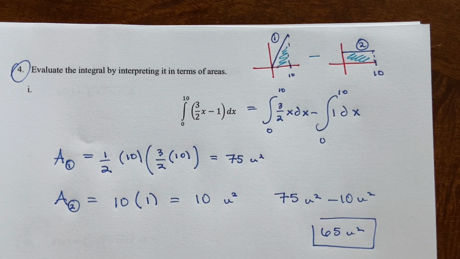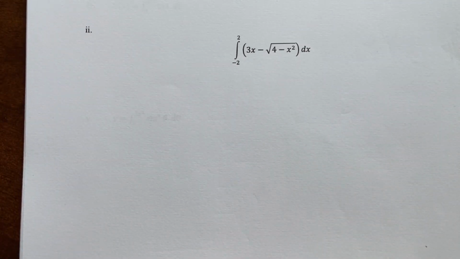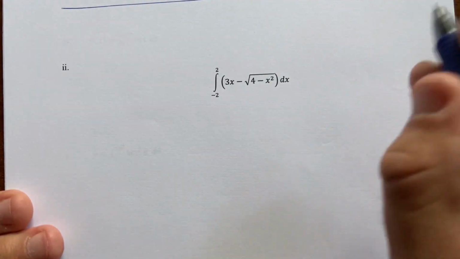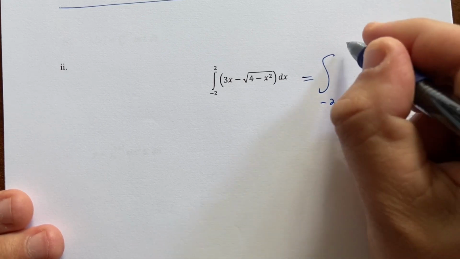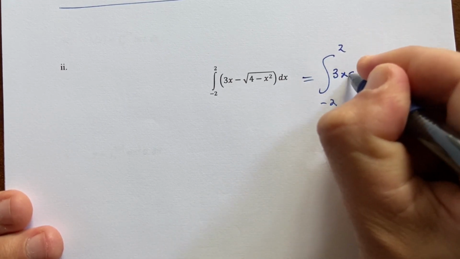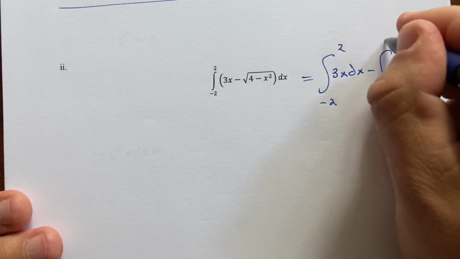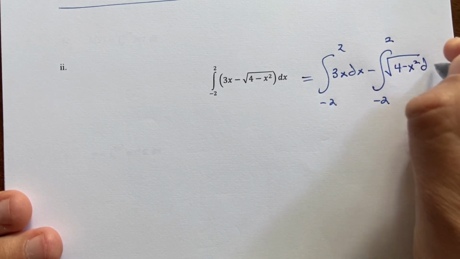Let's do part 2. So more geometry and interpreting these things in terms of areas. You could split this up again into two different integrals. So we could say from -2 to 2 of just this linear piece, and then we could subtract the integral from -2 to 2 of the square root of 4 minus x squared dx.